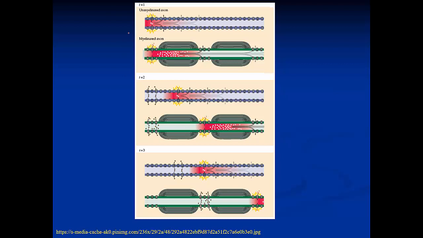Probably the geekiest race in the history of the world, but we can have an unmyelinated axon and a myelinated axon go in a race. And as you can see, sodium comes in, leaks laterally, causes this to open. Sodium comes in, leaks laterally, causes this to open, all the way down. Versus sodium comes in, leaks to the side, causes this to open. So you can see how that's going to be much faster.